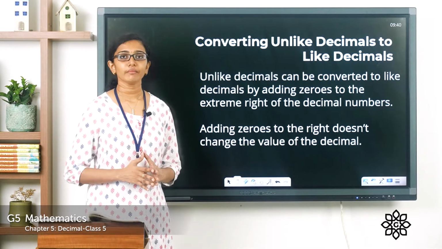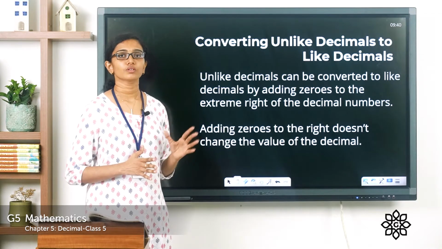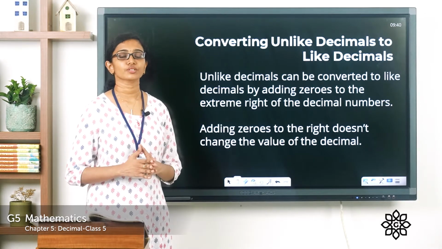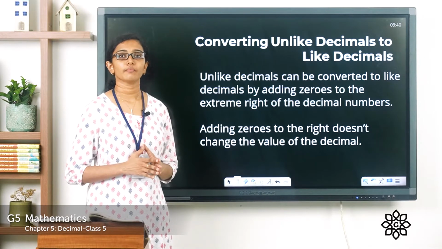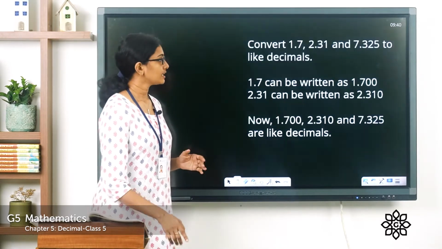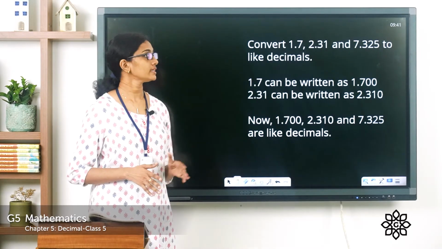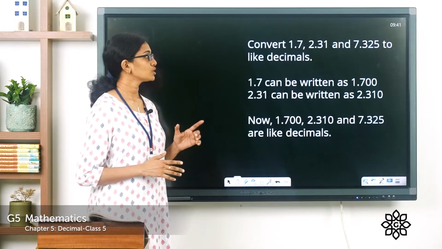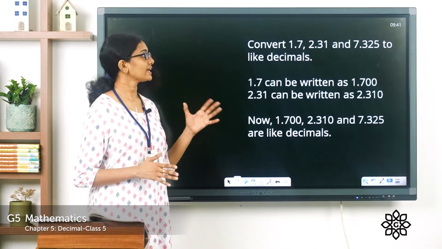So it is the same when you say 7.1, 7.10, 7.1000. It will not change the value of the decimal number from 7.1. Hope you are clear with this. Now, let's see one question here. Convert 1.7, 2.31 and 7.325 to like decimals.